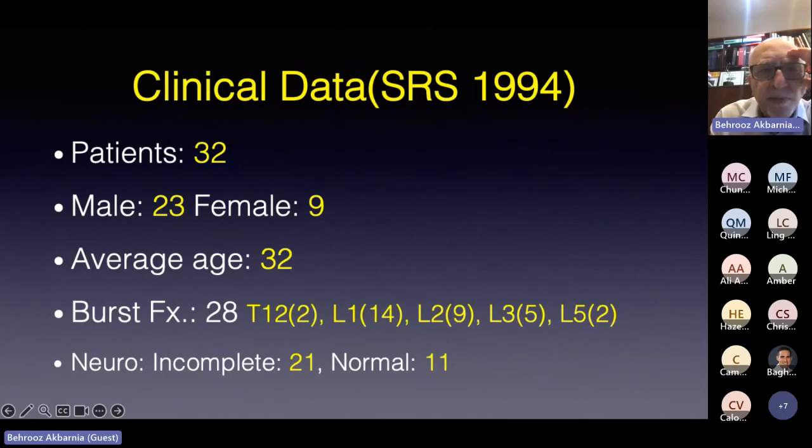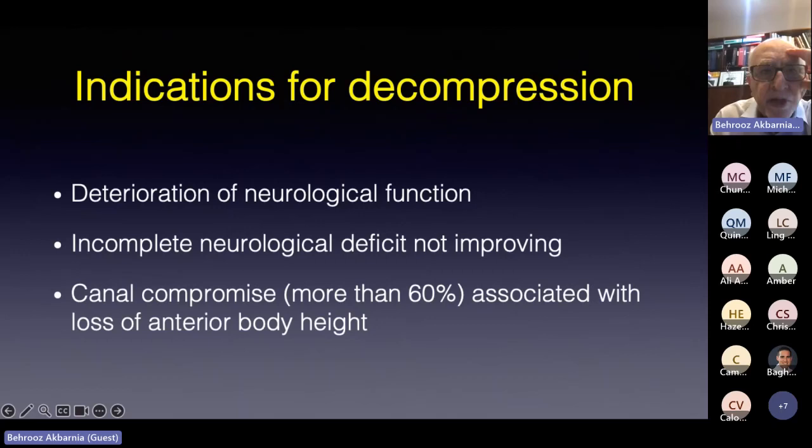This is just the paper presented in SRS in 1994, 32 patients, and the burst fracture was basically more at the thoracolumbar junction, L1 and L2 mostly. There were incomplete patients 21, normal patients 11. And indications in the normal patients was that if the canal compromise was more than 60%, associated with loss of anterior vertebral height, then we know that it could cause kyphosis, and in incomplete patients that is not improving, and if the neurologic deficit is deteriorating.